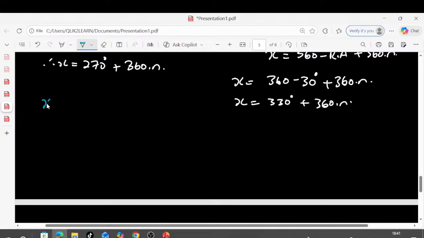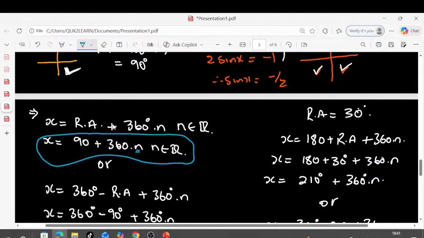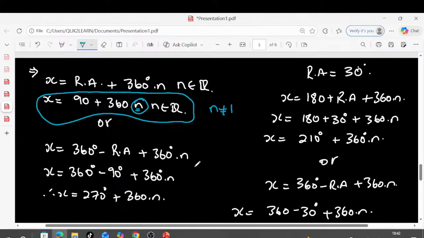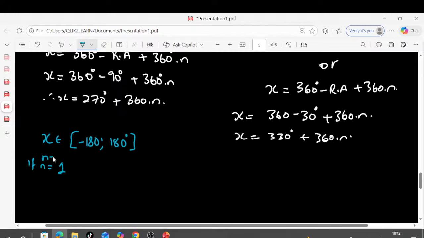So remember we said x must be an element of minus 180 and 180 degrees. So let's check. If n is equal to 1, we're going to substitute 1 for n. Where there's n, we put 1. So this will be 90 plus 360. Look at the answer that you get. This gives us 450. So 1 won't work, because 450 is not in that given boundary. We no longer check 2. Don't check 2, you need to check for minus 1.